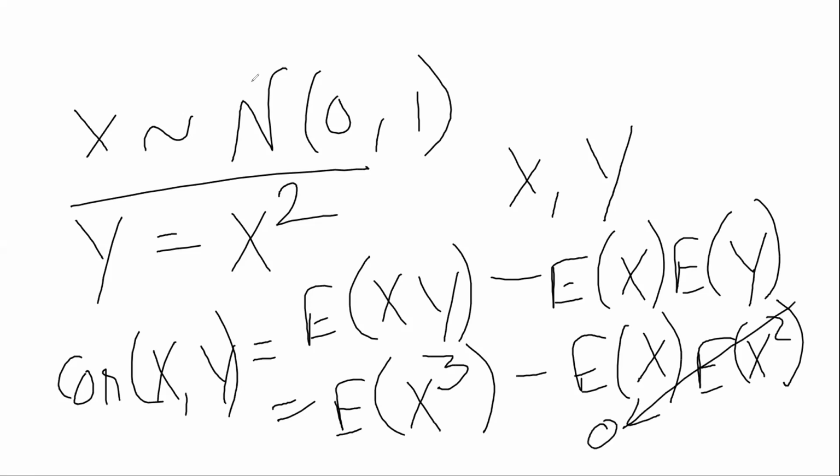And for standard normal, all the odd moments are always equal to 0, because it's symmetric around 0. So if you take any odd power, it's an odd function. If you remember from your 11th, 12th class, x cube, so this comes out to be 0. So the correlation between x and y is 0, but they are dependent here.